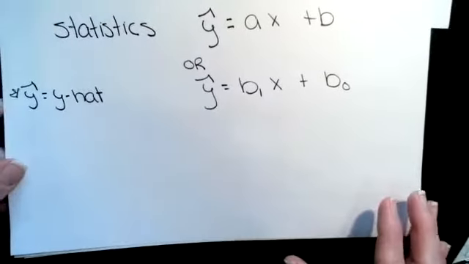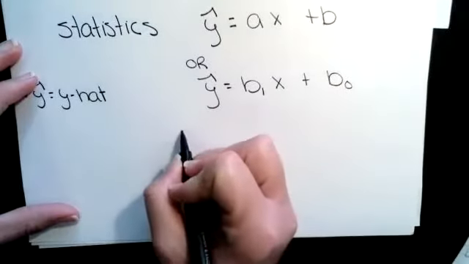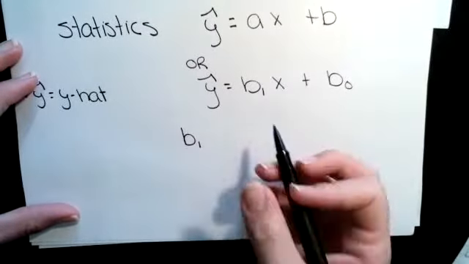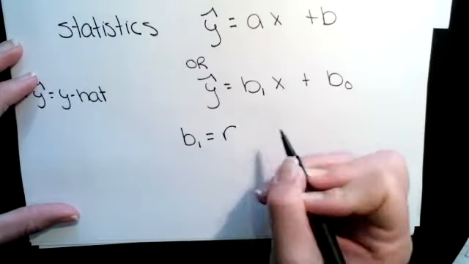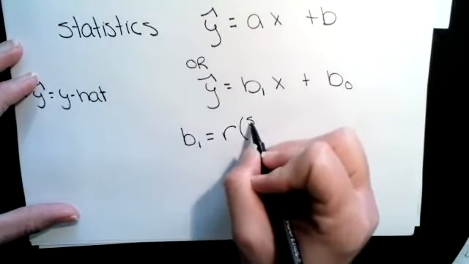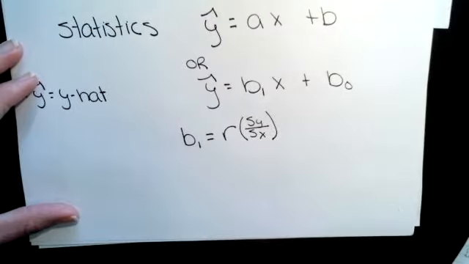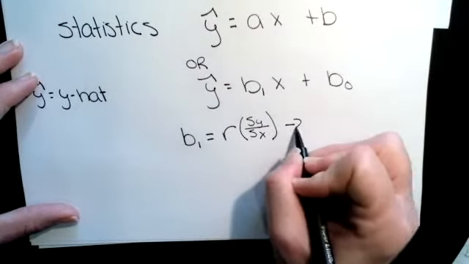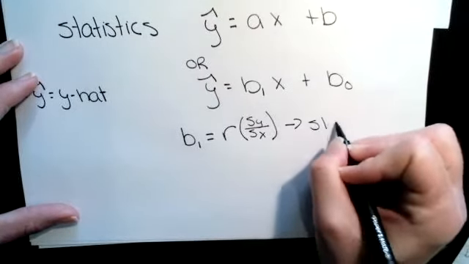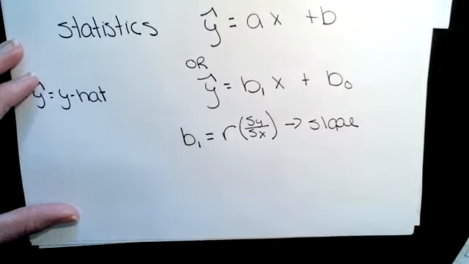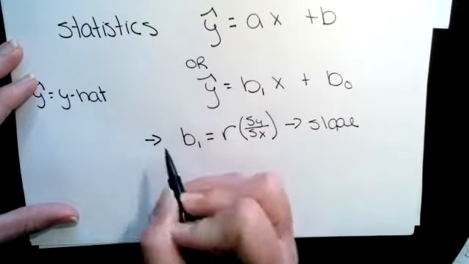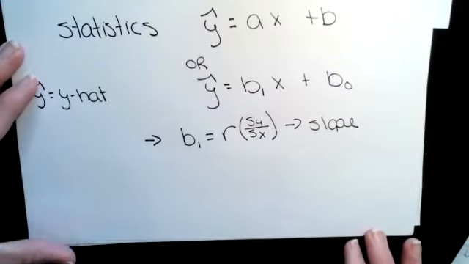So b1 or a is equal to our r value times the standard deviation of y divided by the standard deviation of x. This is my slope. That's the calculation for my slope. We don't need to calculate it because our calculators will do it for us. Okay, I'm just giving it to you.